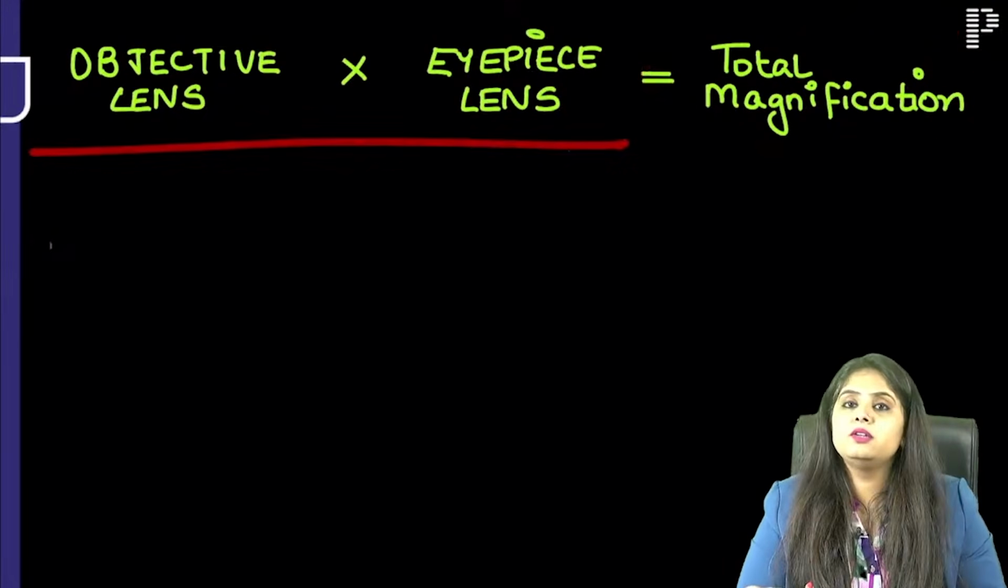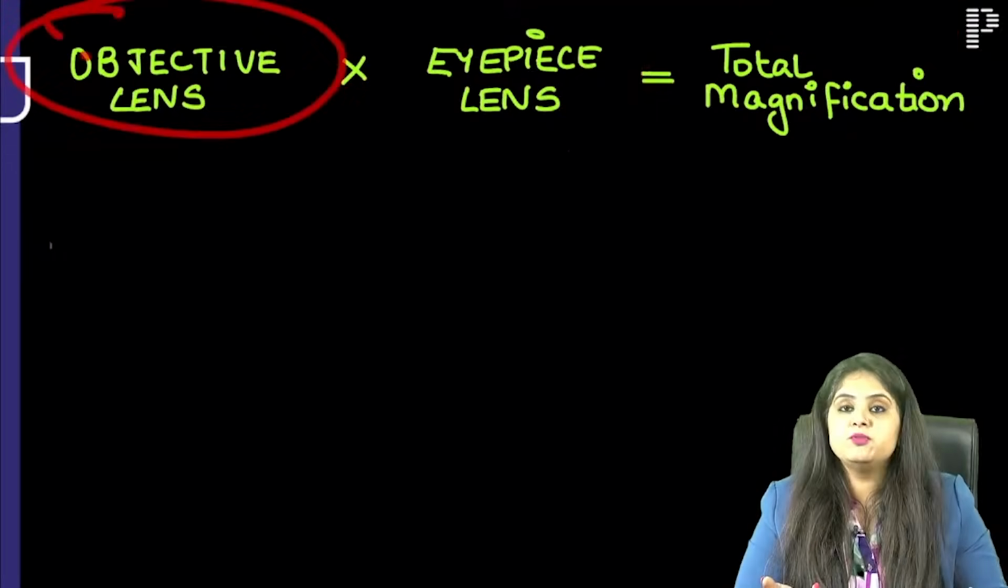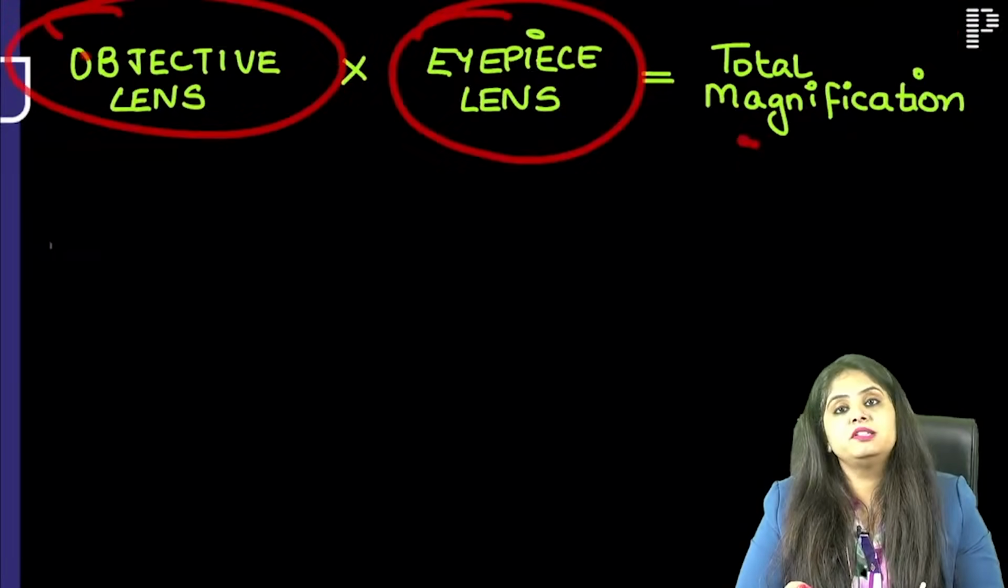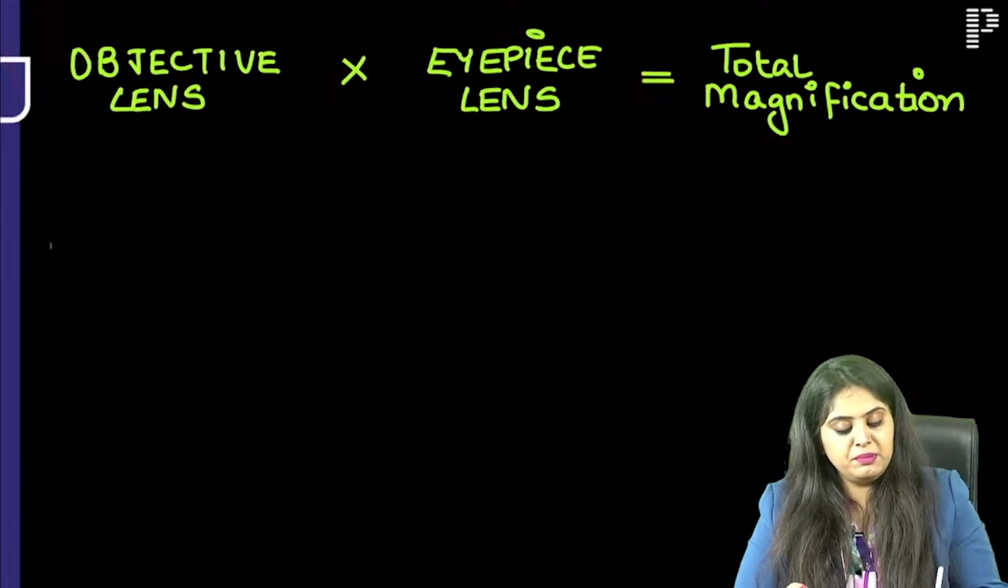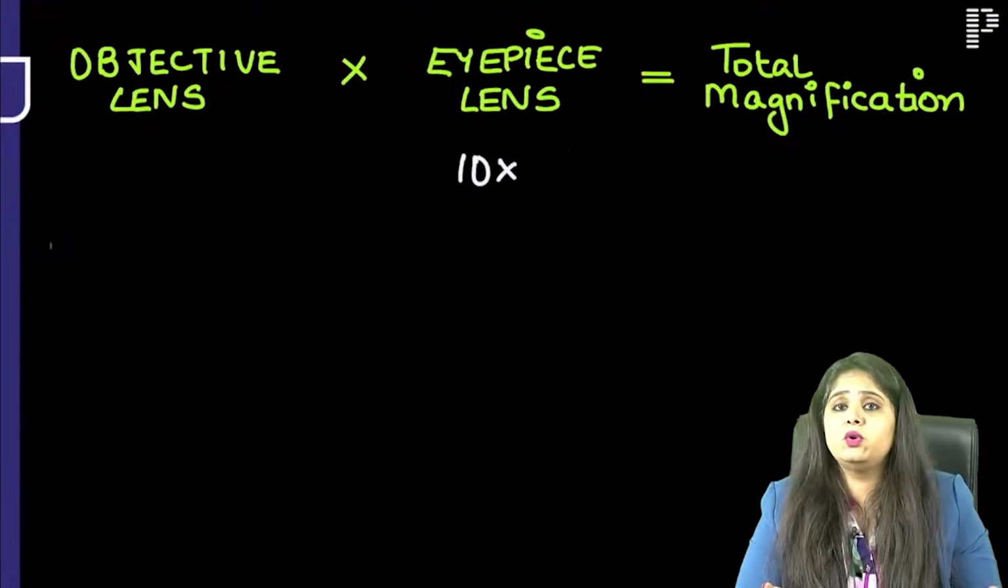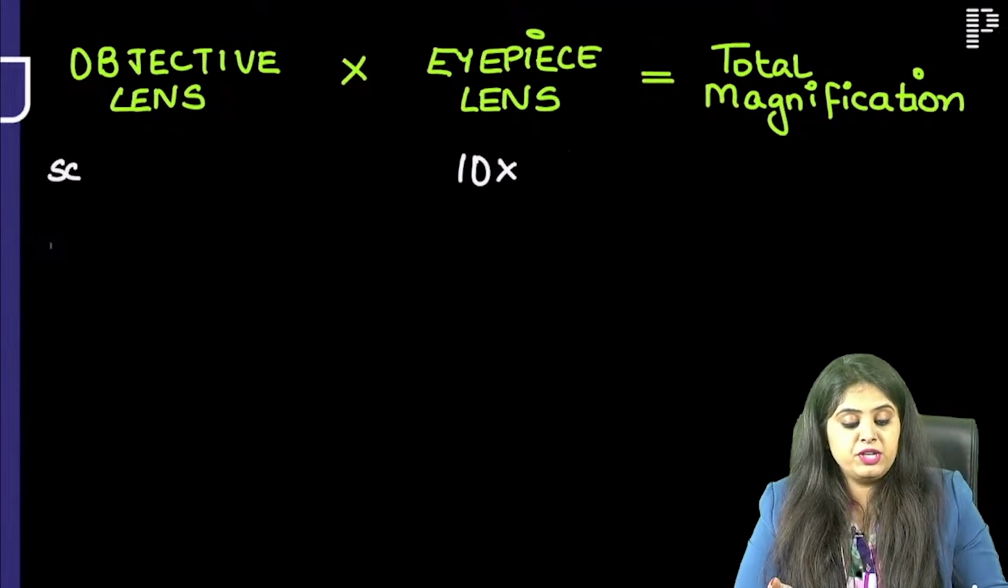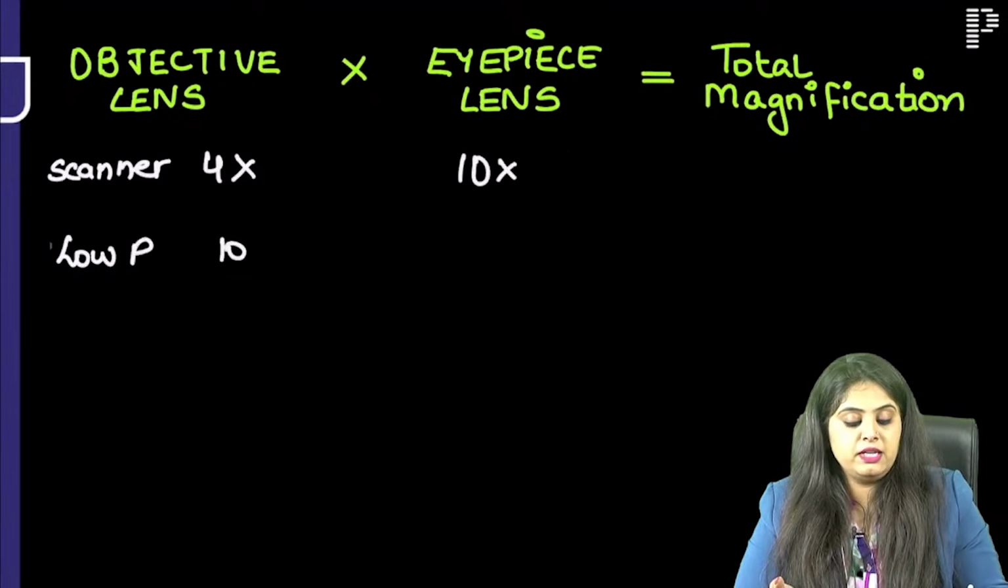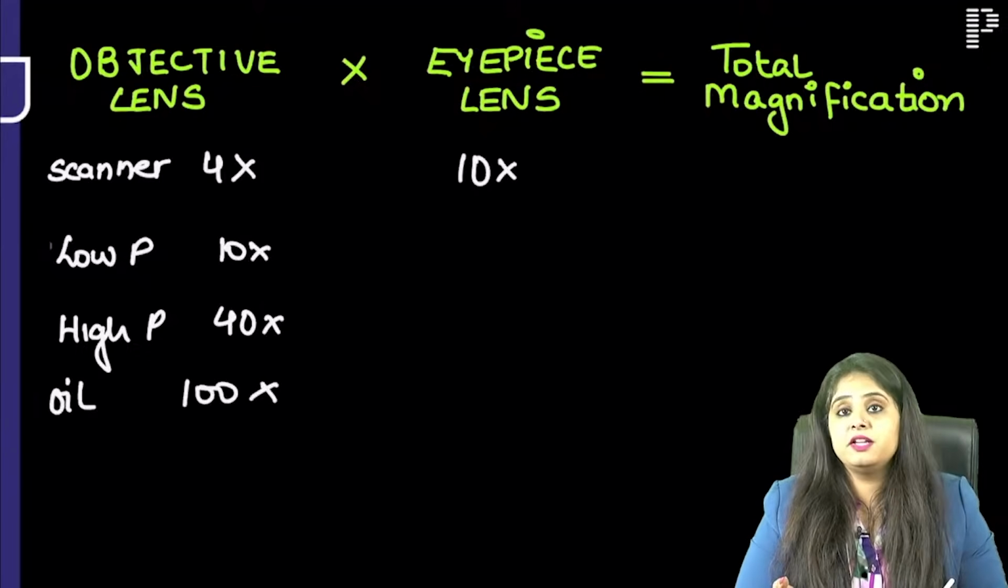You just multiply the two powers. What is the power of the objective lens multiplied by the eyepiece lens? That is your total. So ma'am, for the eyepiece lens, the power is always and always 10x. You've told us. But for the objective lens, that depends. It could be a scanner which is 4x. It could be a low power which is 10x. It could be a high power which is going to be 40x. And it could be oil immersion which is going to be 100x.